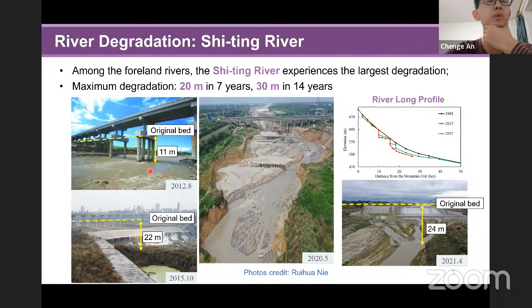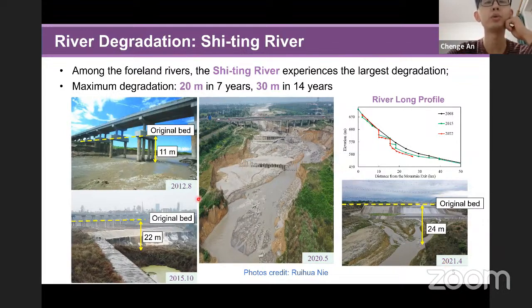In 2012, 11 meters of bridge pier was exposed, and in 2015, the bed degradation was 22 meters, and 24 meters in 2021.